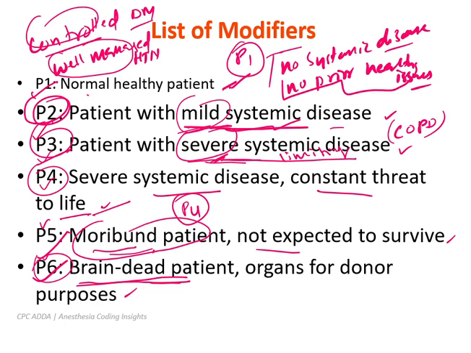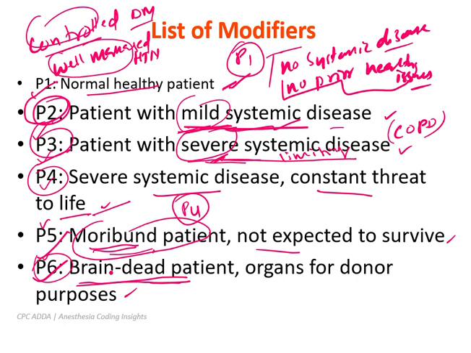So what is P1? Normal healthy patient. P2, patient with mild systemic disease. P3, patient with severe systemic disease but no threat to life. P4, severe systemic disease but constant threat to life. P5, moribund patient, and that person is not expected to survive without the operation. Okay, P6, brain dead patient.